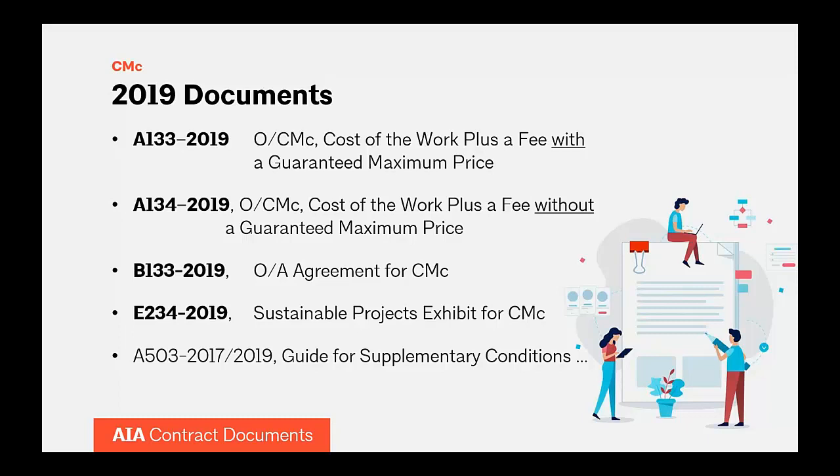There are two options for the owner CMC agreement that cover pre-construction phase services through the cost proposal acceptance. Again, one for a GMP and one for pure cost of the work without a cap. The owner-architect agreement now includes additional responsibilities between the architect and construction manager. We've produced a new sustainable projects exhibit that includes CMC responsibilities during pre-construction phase as well as their normal construction responsibilities, and Susan will discuss that exhibit in a couple of minutes. There's also a guide for supplementary general conditions that provides language for special situations and guidance in preparing general conditions and construction agreements. The updated A503 also has a brand new appendix that offers suggested edits to the general conditions for cost of the work projects, and we'll get to that in a minute. Next slide, Hasti.